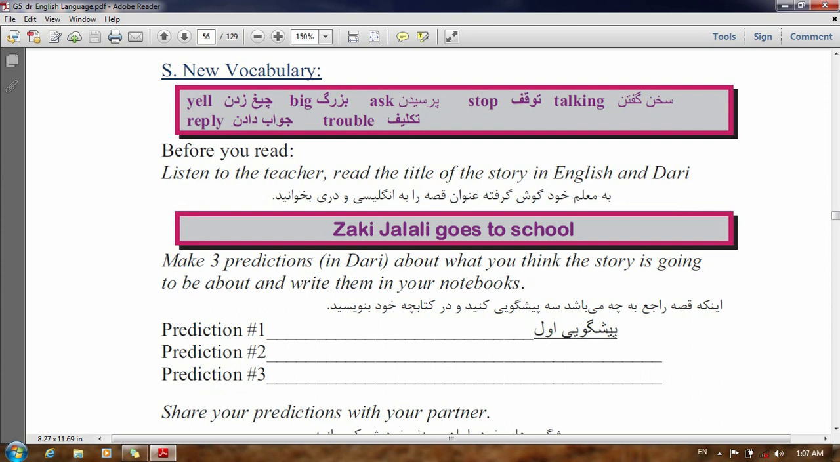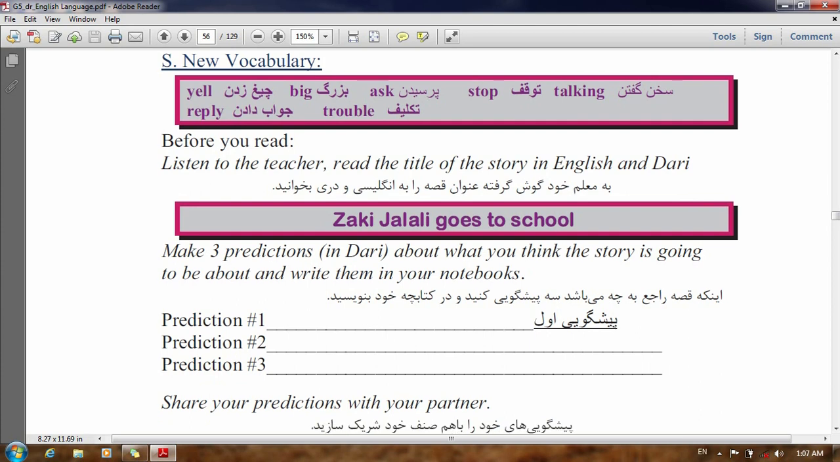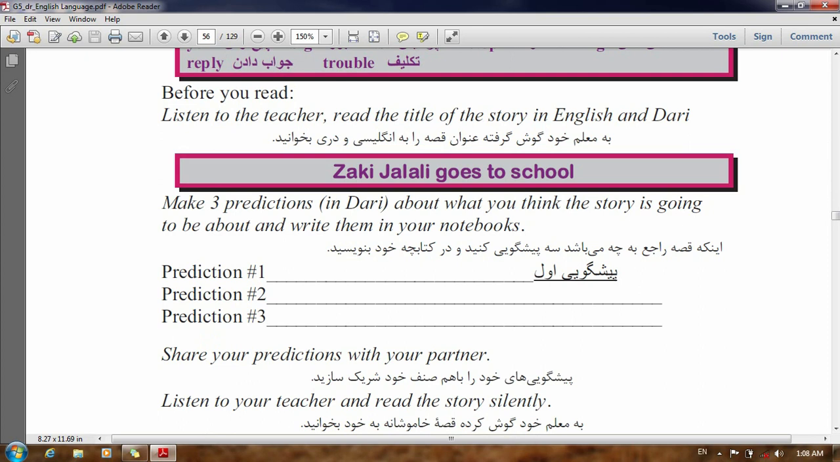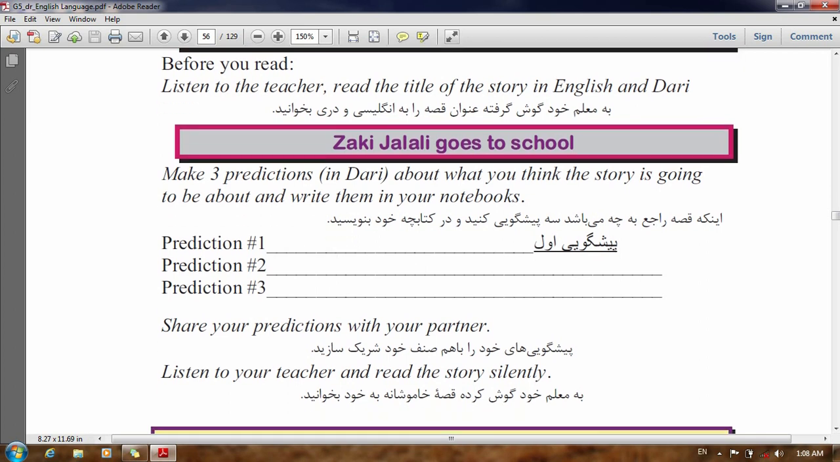Read the title of the story in English. Zaki Jalali goes to school. Make three predictions about what you think the story is going to be about and write them in your notebooks.